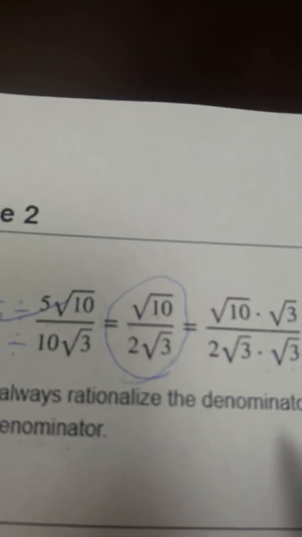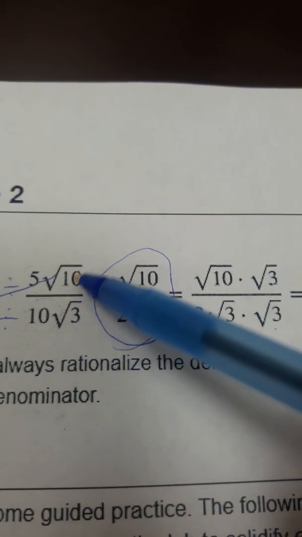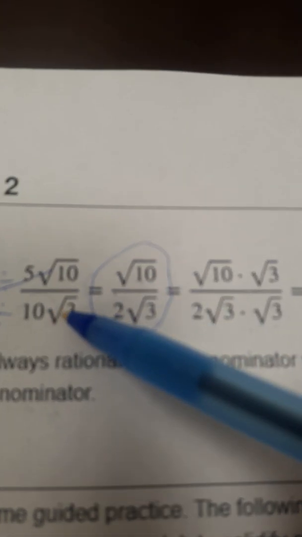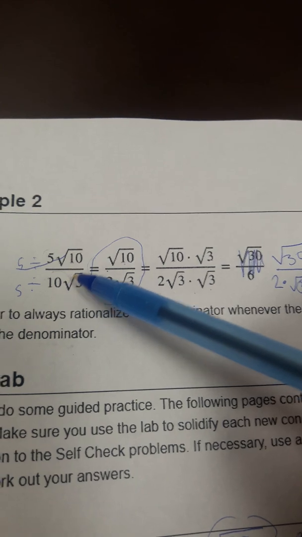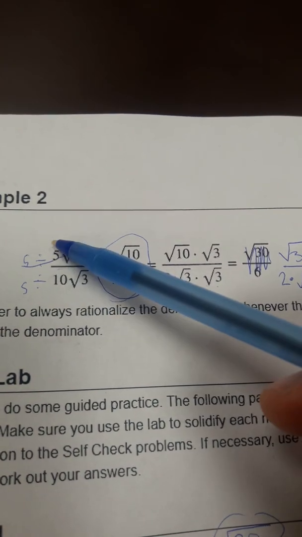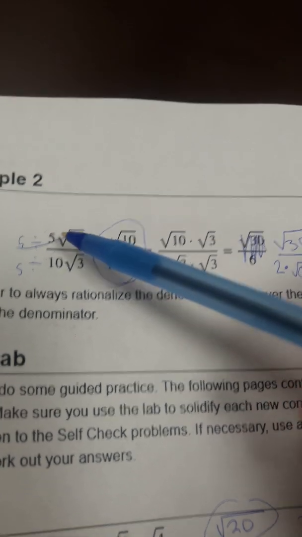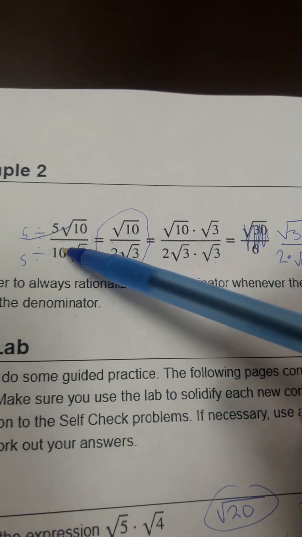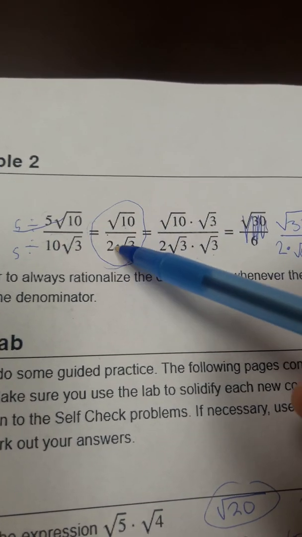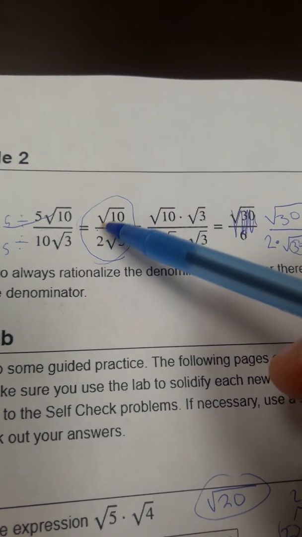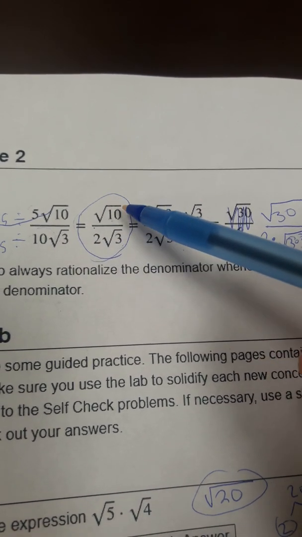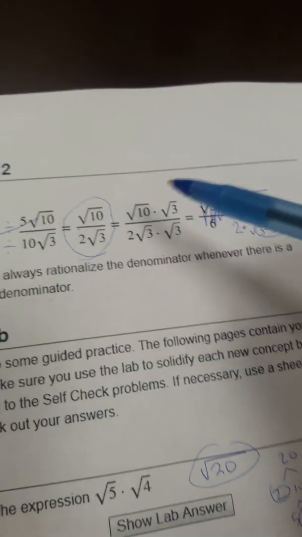Okay, here's another example. I want you to simplify 5 root 10 over 10 root 3. First I'm going to simplify the whole numbers. Divide the top and bottom by 5. 5 divided by 5 is 1. 10 divided by 5 is 2. Then I keep the stuff inside the square root. So I have root 10 over 2 root 3.